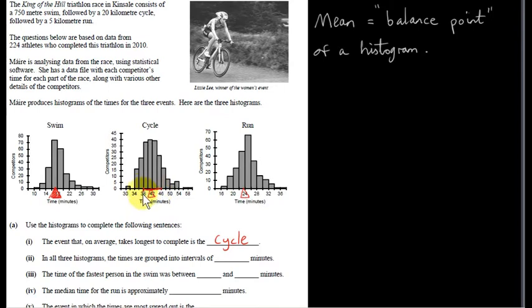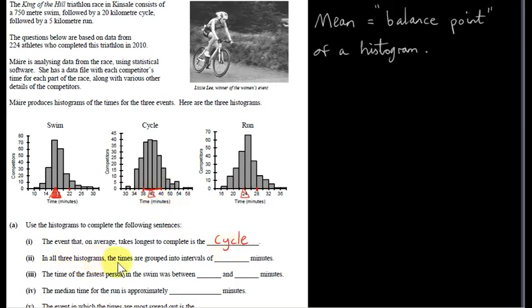But since the mean time is greater than 38, clearly this mean time is going to be greater than the mean time for the run, because the mean time for the run has to be less than 28, and the mean time for the swim similarly has to be less than 22. So you can see that the mean time for the cycle is the greatest.